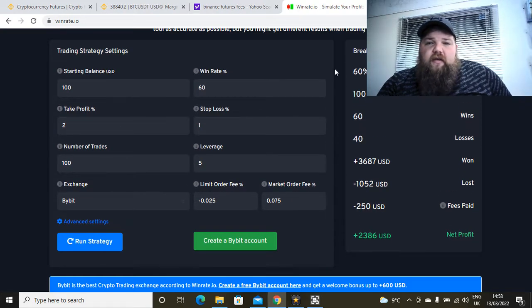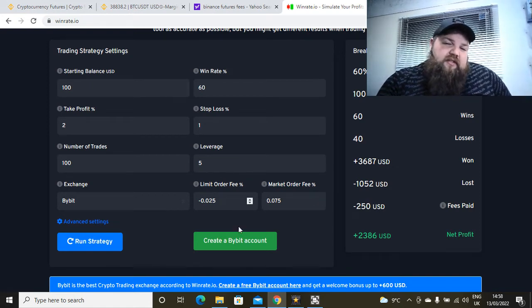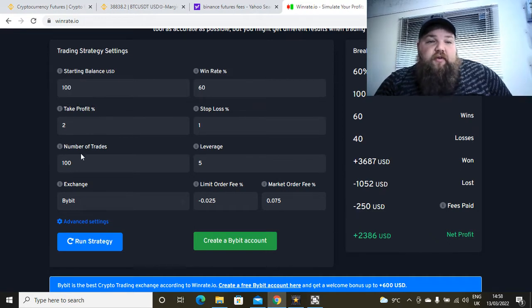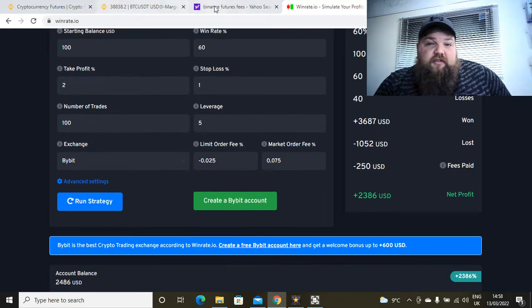And here we are. Here's our breakdown. So our win rate is 60%, 100 trades, 60 wins, 40 losses. We made $3,687. We lost $1,520. We paid $250. This will be slightly less again on Binance. So the total profit for this month, if we did 100 trades, would be $2,386.